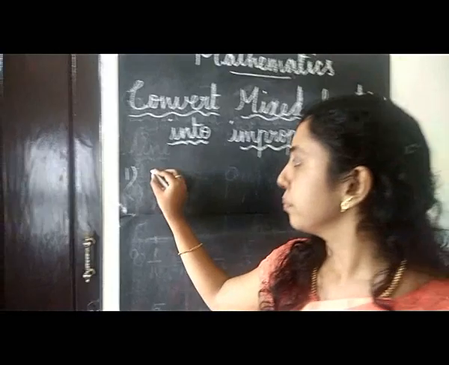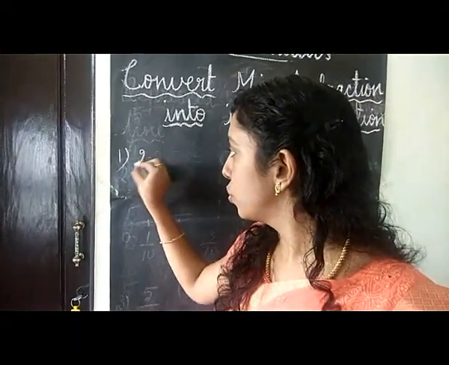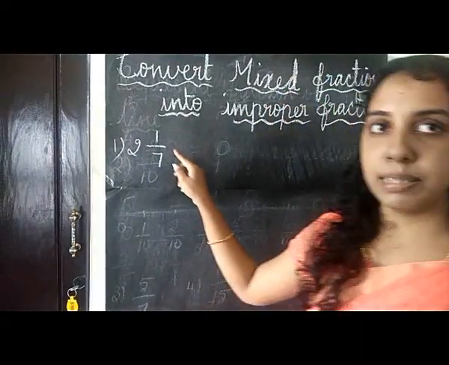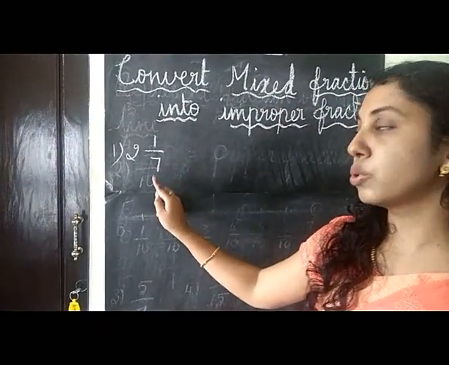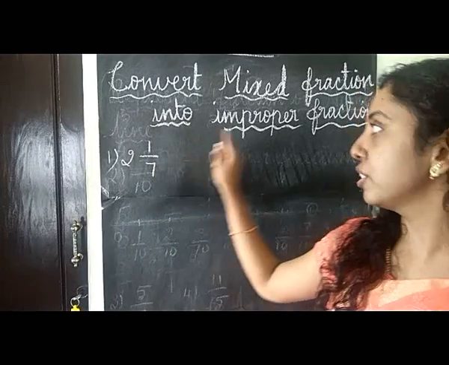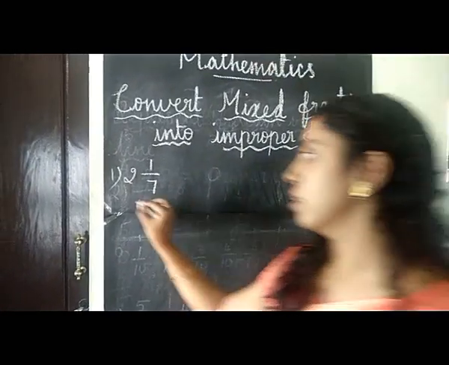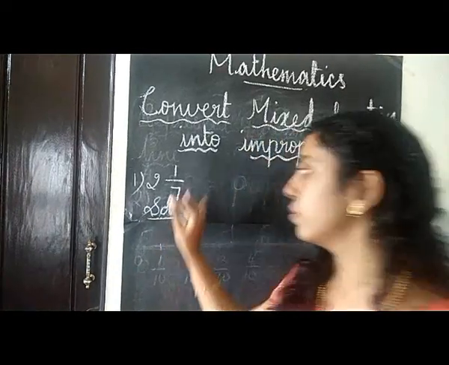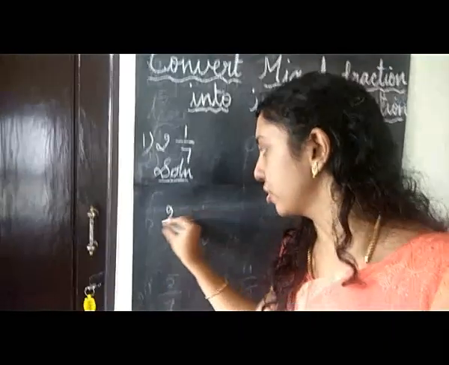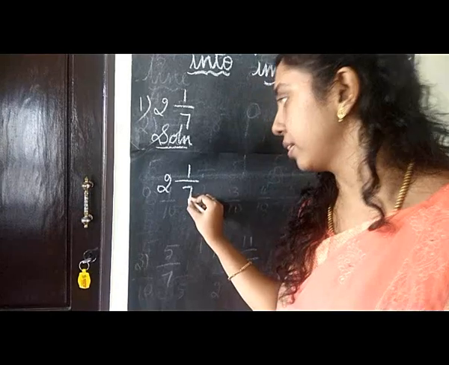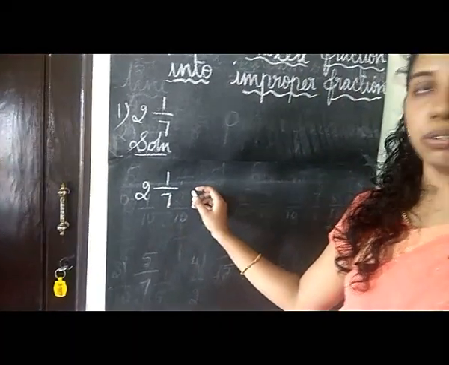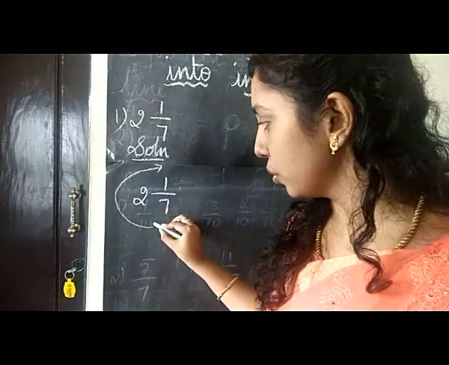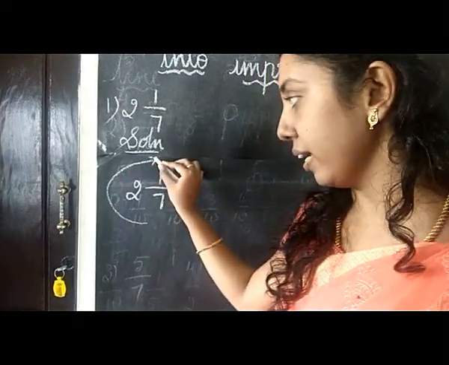First one. 2, 1 by 7. So it is mixed fraction. Our aim is to convert this mixed fraction into improper fraction. Solution. So first write this mixed fraction 2, 1 by 7. We have a trick to find out this. We are going to do this this way.